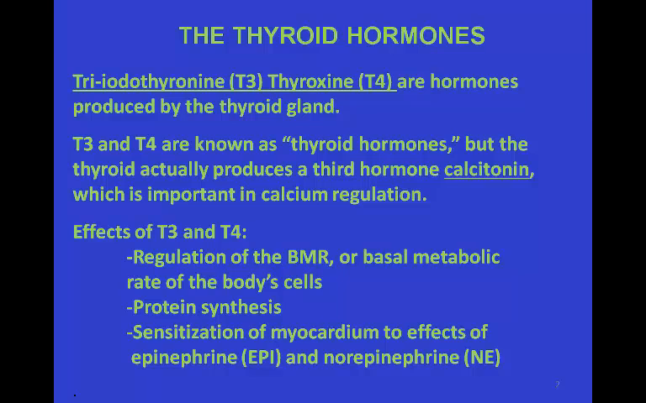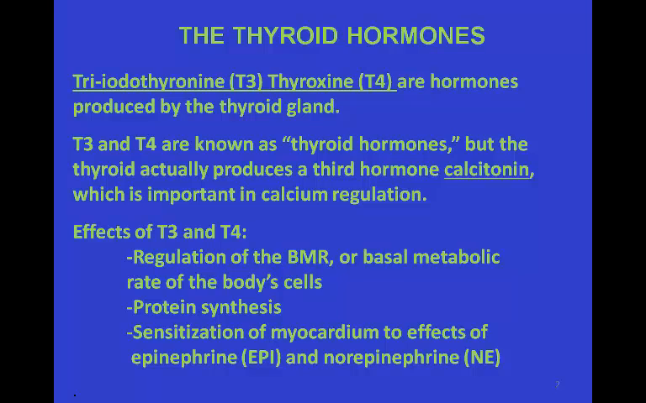The thyroid hormones are called T3 and T4, or the longer names are triiodothyronine and thyroxine. You can see why we like to call them T3 and T4. Both of these are produced by the thyroid gland. I'd like you to look at the word triiodothyronine. That word tells you something.